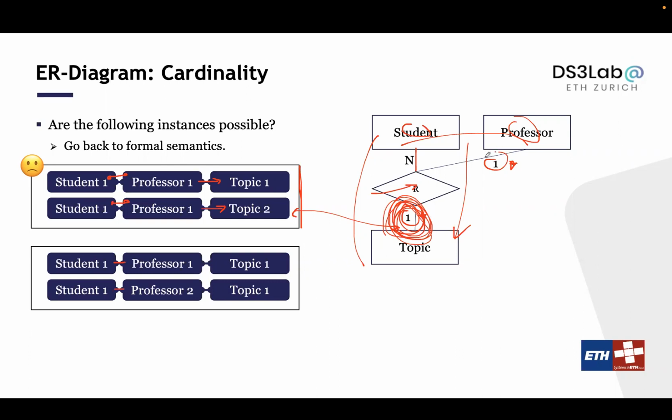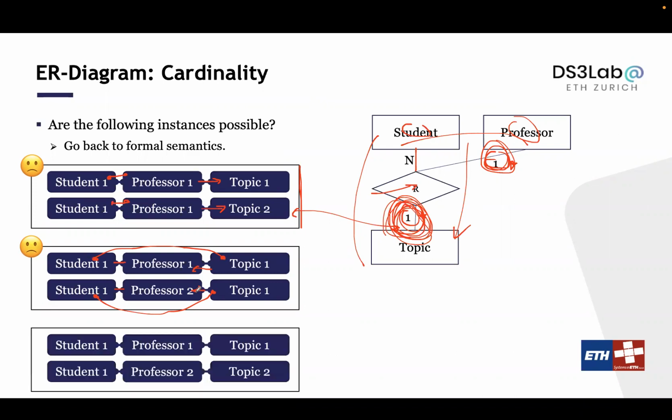Then I look at the second constraint, associated with professor. It means that if I know the student and topic, I can uniquely identify a professor. That's what that cardinality constraint tells you. In this case, if I know a student and topic, these two are the same pair, but they are associated with different professors. So clearly we do not allow this inside our database, because that breaks this second cardinality constraint.